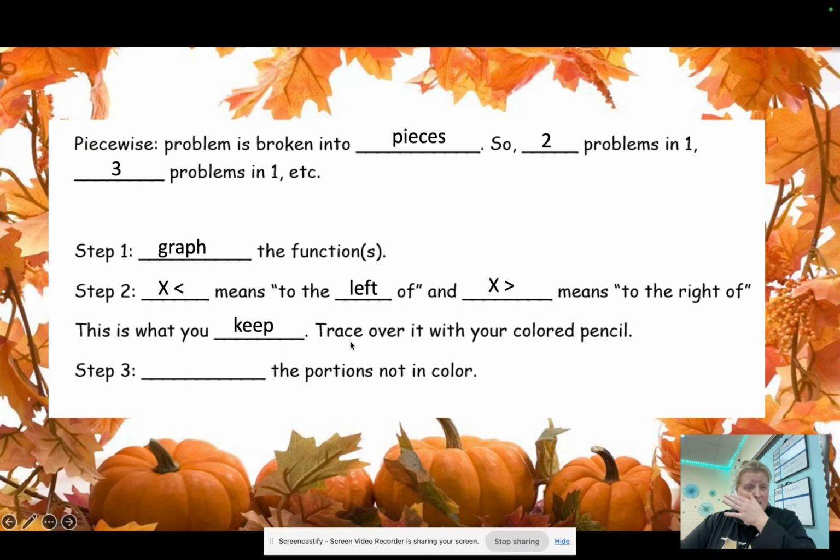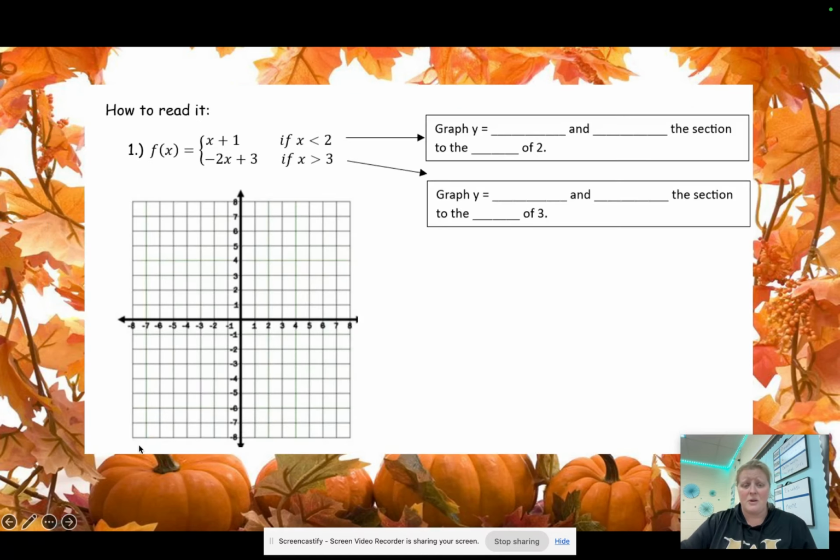So what we're going to do is actually use some colored pencils. This would be a good time to get a colored pencil if you don't have one, just to help follow along with this. Then we're just going to trace over the sections that we're supposed to keep, and anything that's not colored we're going to erase. We'll try to do it that way and see how that goes.